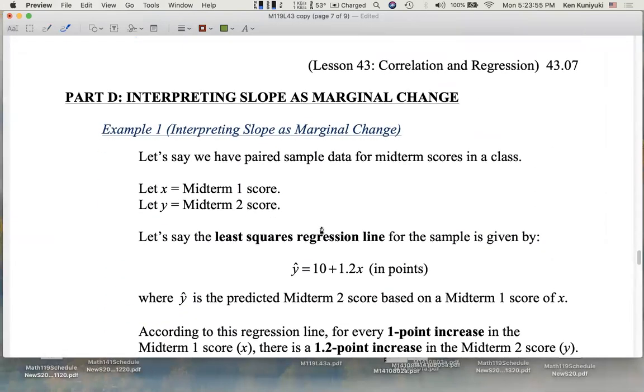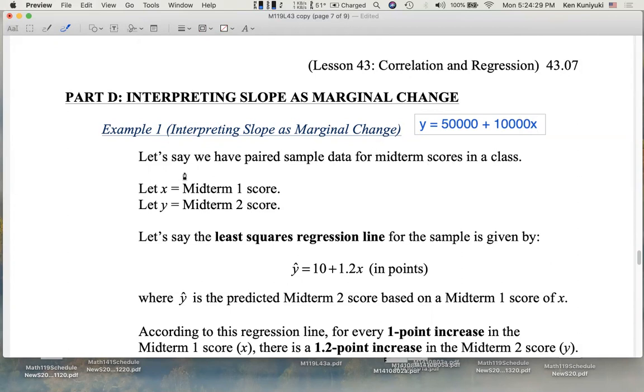Now, one of the most important things about slope that you don't know is that you can interpret slope as marginal change. For example, if the house value in terms of years is given by y equals 50,000 plus 10,000 x, where x is the number of years since 2000, let's say, that means that for every year that passes, $10,000 is the increase in the house value. $10,000 here is the slope.